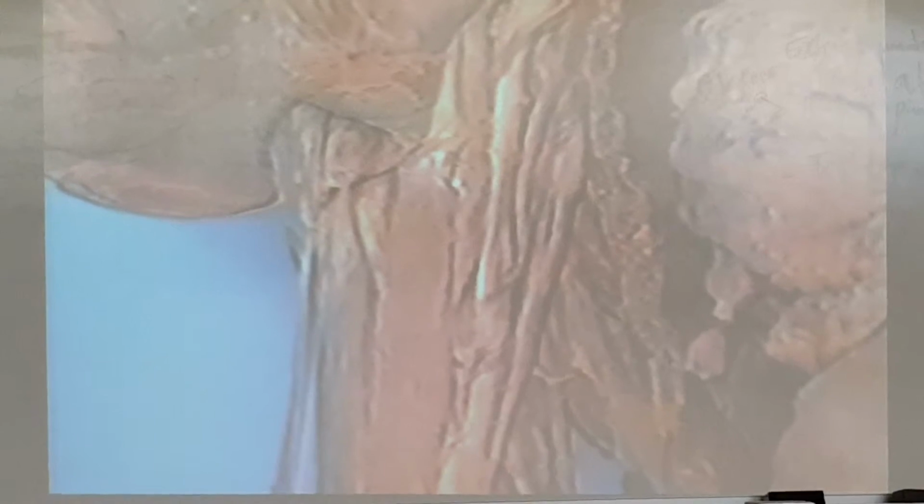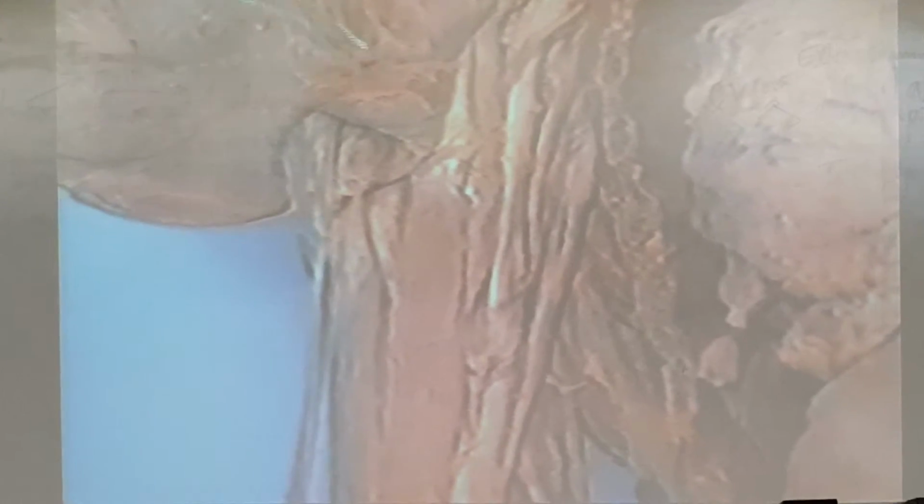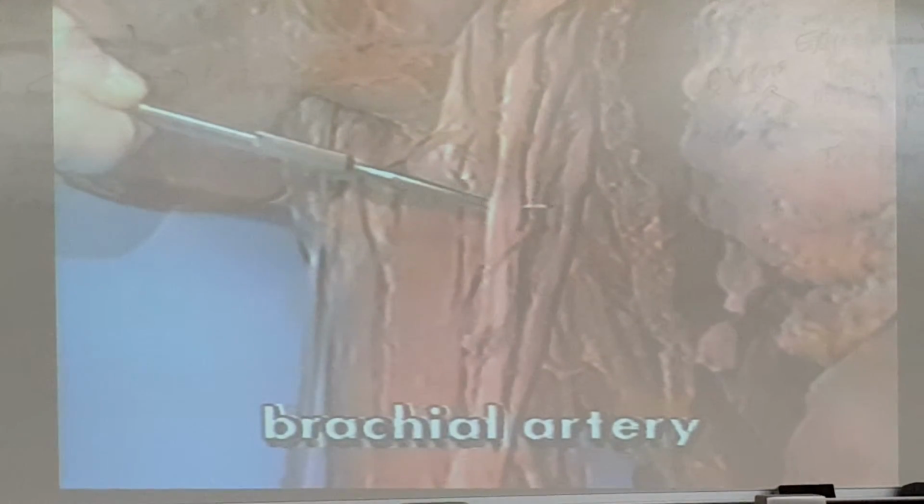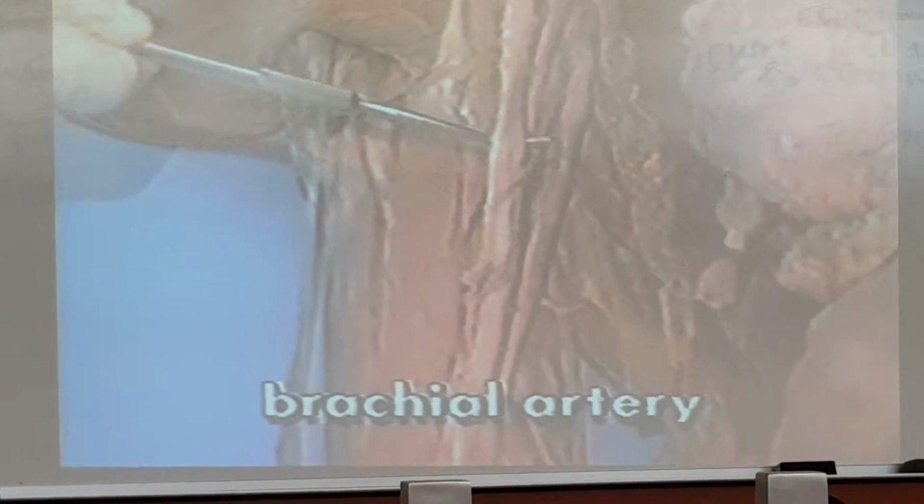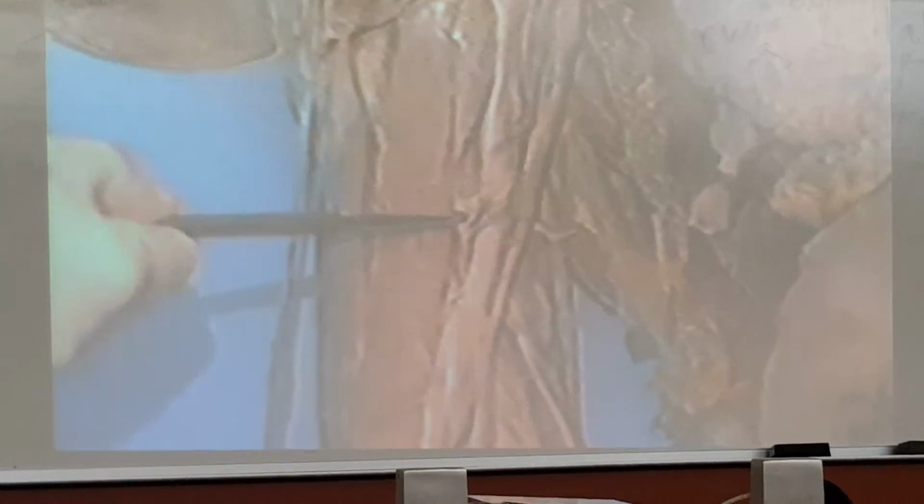When the axillary artery exits the axillary region, it continues as the brachial artery. It supplies muscles and other structures in the arm as it travels toward the elbow.